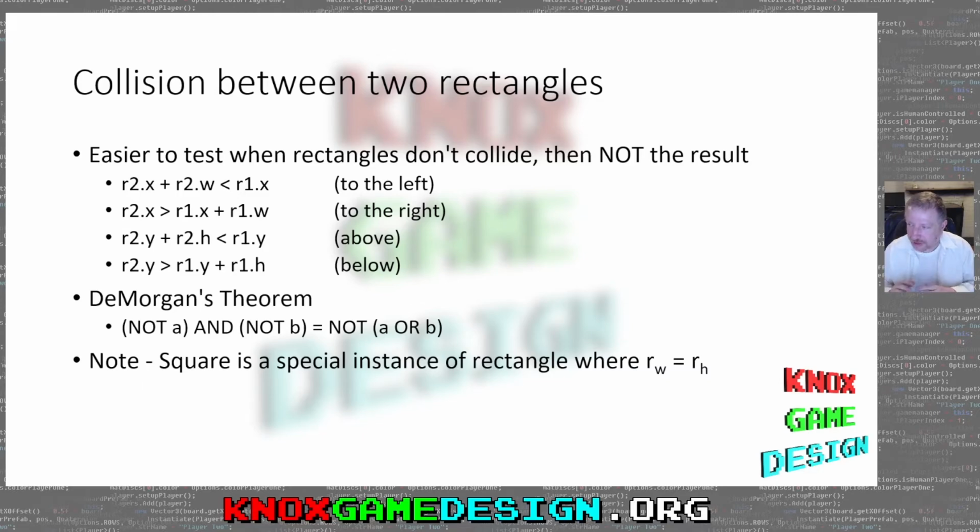Then they don't collide. So to find out if they do collide, you just use a Boolean not. And also mentioned here is De Morgan's theorem, so you can have all these checks ANDed together: not to the left and not to the right, and not above and not below. When I learned De Morgan's theorem, you can convert not A and not B to not open paren A or B. So you're flipping your ANDs to ORs.